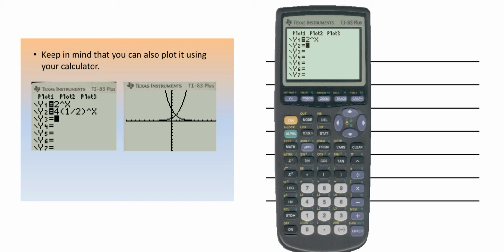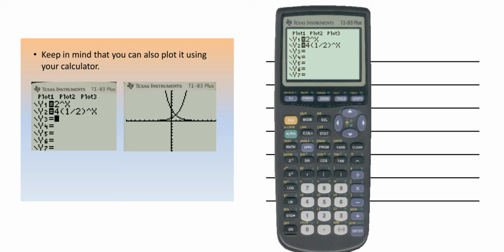And we want to graph 4 times in parentheses, so parentheses, 4 multiplication, 1 divided by 2, close your parentheses. Your parentheses are above your number keypad. Be aware of that in case you're looking for them. And then your caret key right below your clear button, once again, caret key. And your X is your variable button.